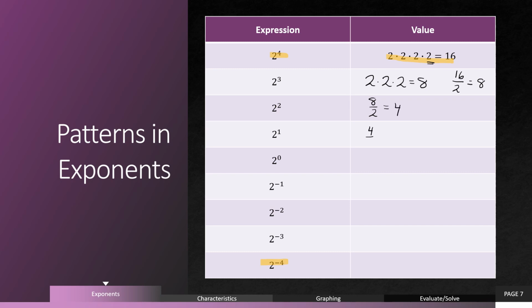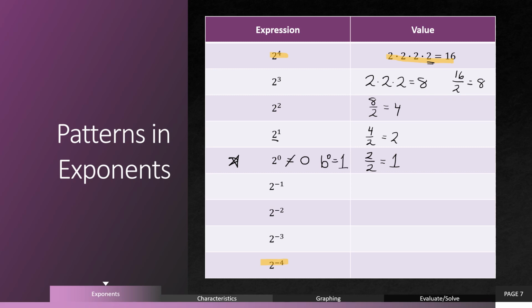4 divided by 2 equals 2, which makes sense. A base used one time should just equal itself. And then we have 2 divided by 2 equals 1. This is super important. A lot of people mistakenly believe that a 0 exponent must mean times 0, and they'll put 0, but that is false. A base to the 0 always equals 1.